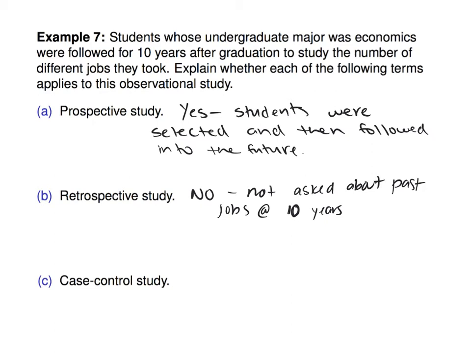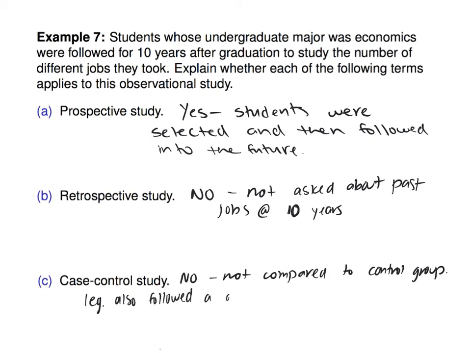And is it case control? Are they compared to anything? The answer is nope, not mentioned. They're not compared to a control group. One interesting question is how might that happen? What you could have done to compare to a control group is you could have also followed a group of random majors. They could be your control, and then you could compare them to the economics group.